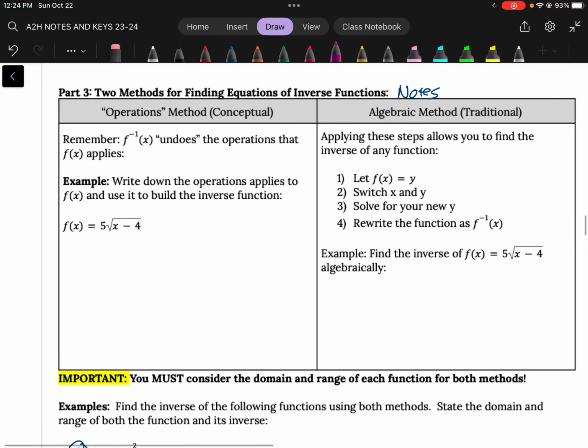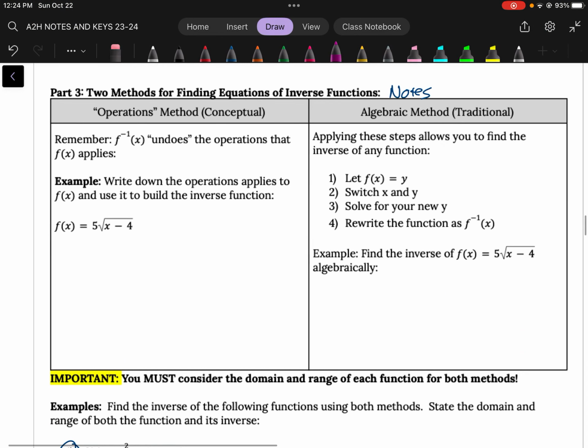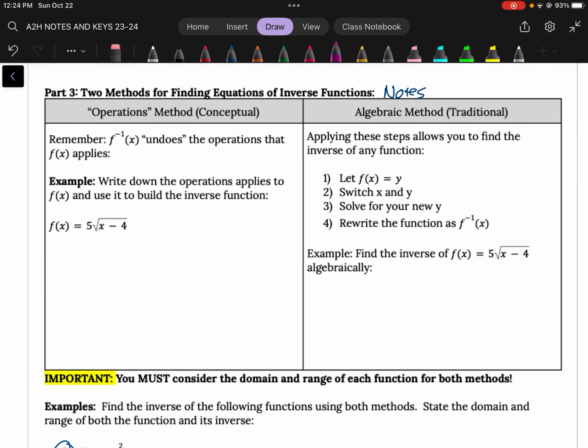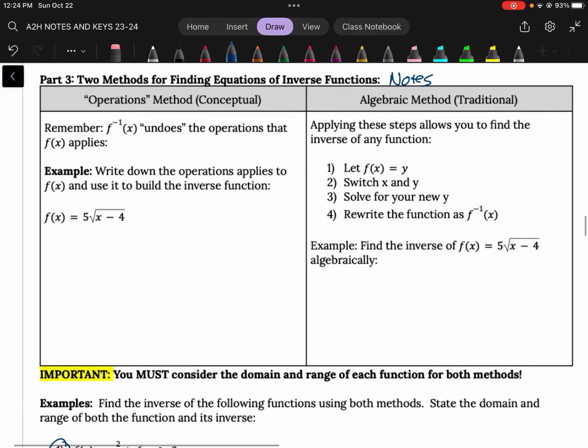All right, so we are ready to calculate some inverses and actually determine what the functions are. So we've done graphs of inverses. We have done checking to see if two things are inverses, and now we're actually going to find inverse functions. So I'm going to show you two different ways. One is the operations method, which is conceptual. It's really an analysis of the operations you're doing to the function. The other one's a more traditional algebraic way.